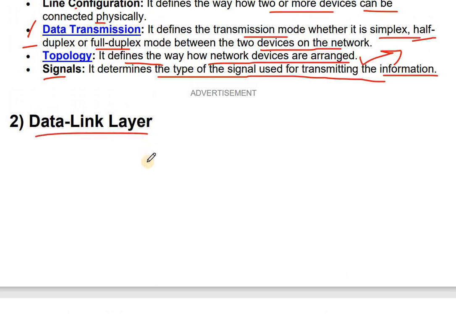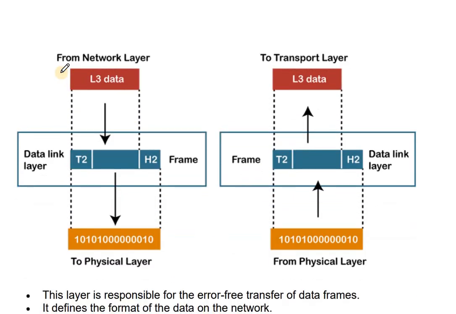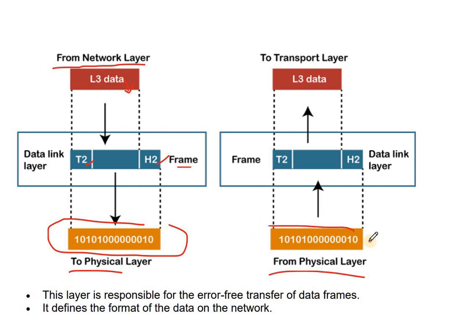Second one is the data link layer. Here, from the network layer, L3 data comes in, then in the data link layer you can see the header and trailer, it's a frame, then the bit representation goes to the physical layer. Then from the physical layer, bit representation, going up, frame, data link layer header and trailer, and L3 data to the network layer.